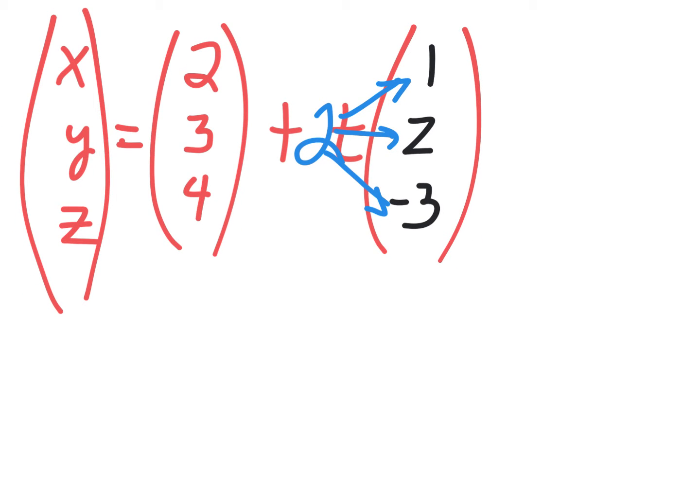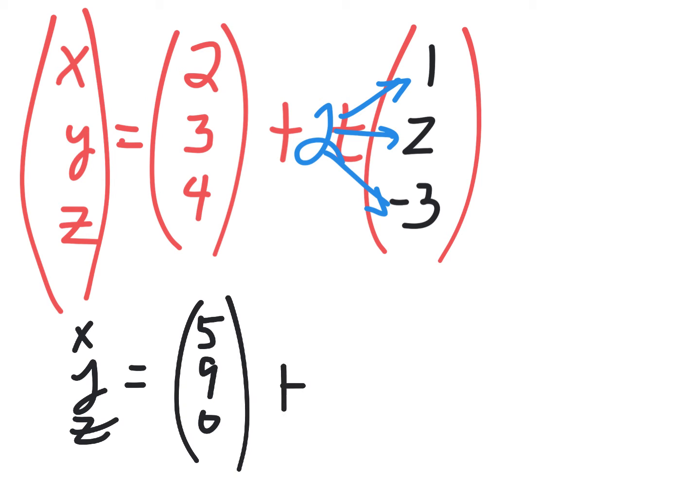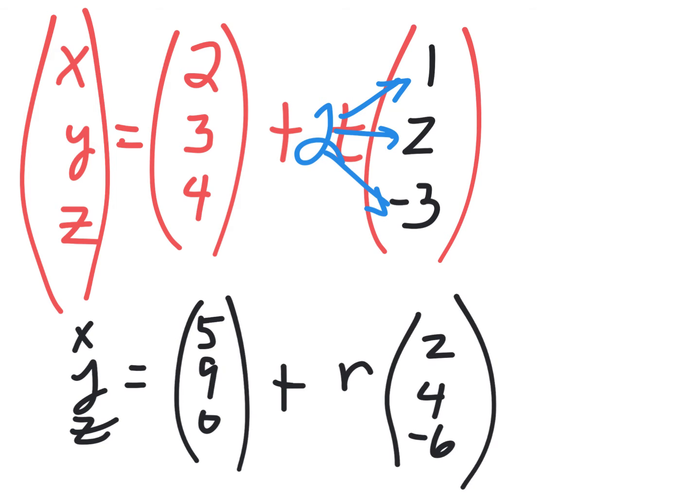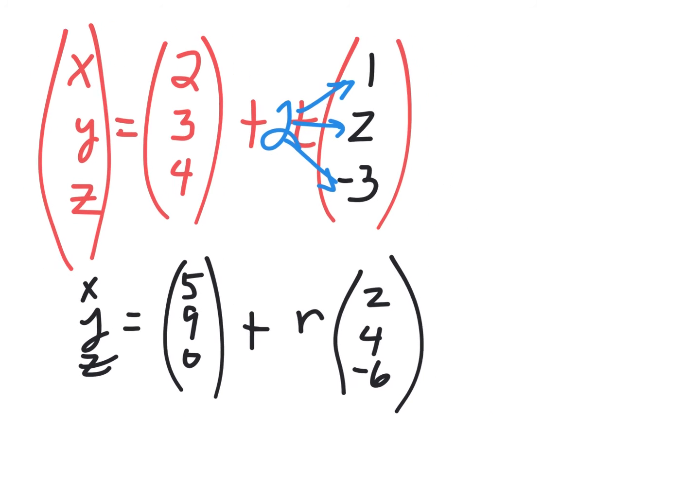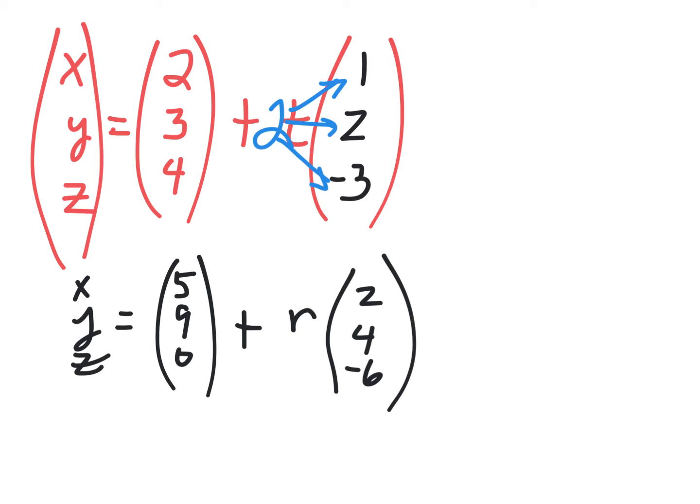If I wrote this equation next to the first one, x, y, z equals, let's say it's 5, 9, 0 plus, let's say it's r times 2, 4, -6, are 1, 2, -3 and 2, 4, -6 the exact same vector? That should hurt your brain a little bit. Are they the exact same vector?